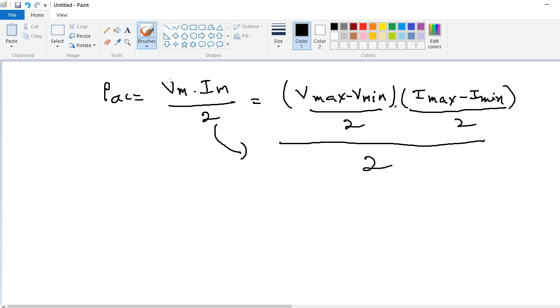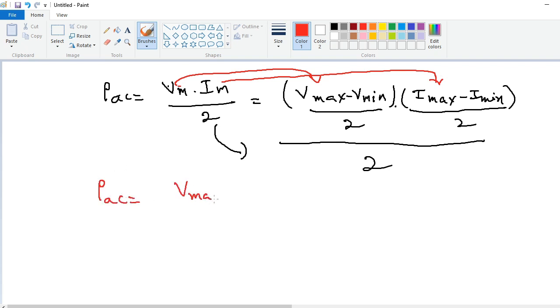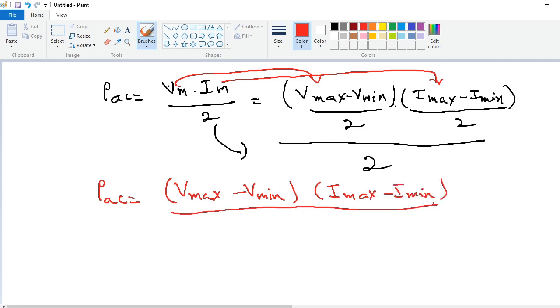ఒకసారి మళ్ళీ చెప్తున్నాను, Vm is equal to V maximum minus V minimum by 2. Okay, Im is equal to I maximum minus I minimum by 2. Overall divided by this 2. So finally PAC is equal to V maximum minus V minimum into I maximum minus I minimum divided by 8.